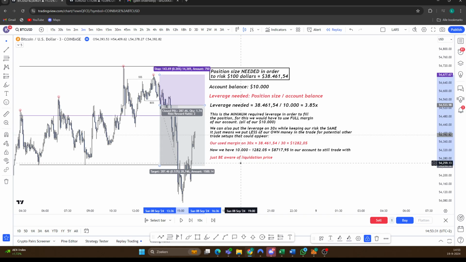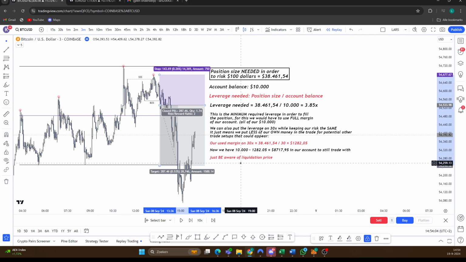Meaning the higher the leverage, the closer the liquidation price is. Liquidation price basically means if price reaches that point, they just take the entire margin you put up in the trade. Not your total account balance, just the margin you put in the trade. If you use isolated margin, always use isolated, okay? You have cross and you have isolated. Very important. When you use isolated margin, you only risk the money you put in the trade. If you use cross, they can take your entire account balance.